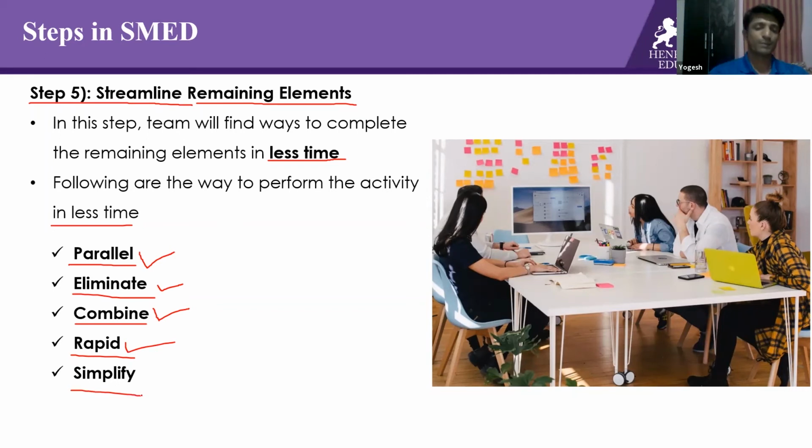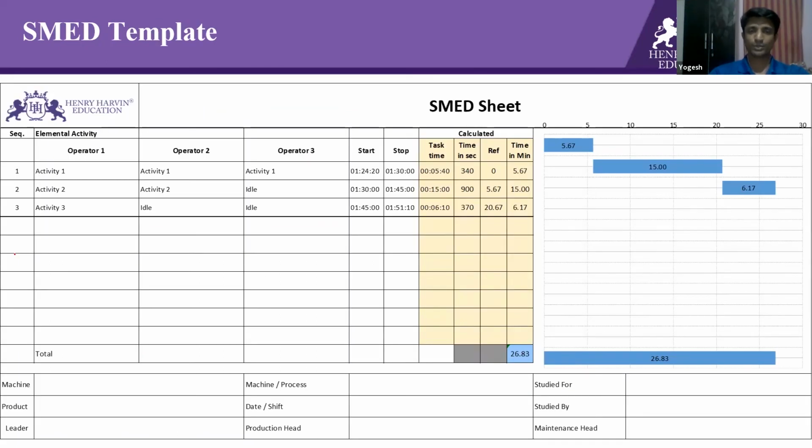Simplification can also be used. Earlier I was giving the example of using a tool to loosen the bolt. Simplification means eliminating that tool itself. So you can put quick fix pins or some hex type screws that can be loosened by hand itself. That is nothing but simplification, right? These are the various techniques that one can use to streamline your elements so that the time can be reduced. So that is all about the overall steps associated with SMED.